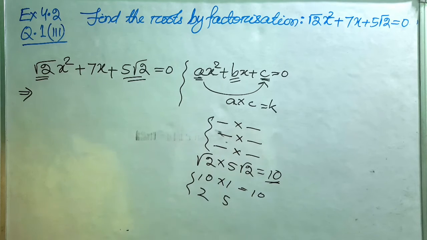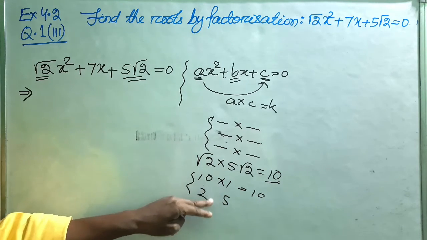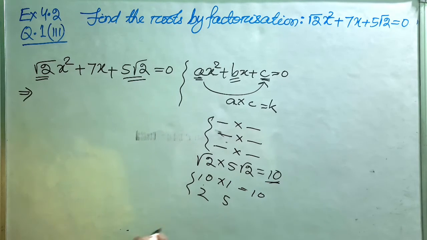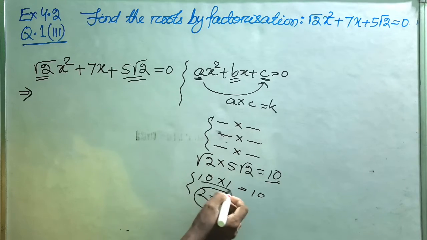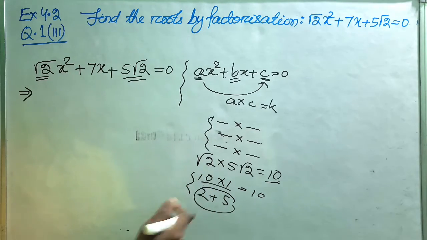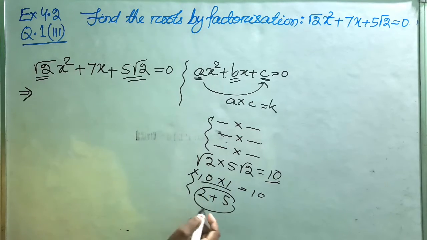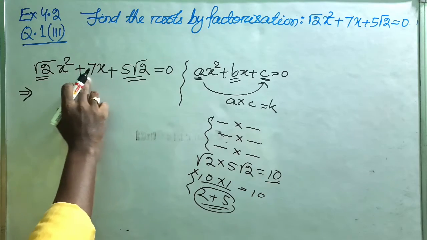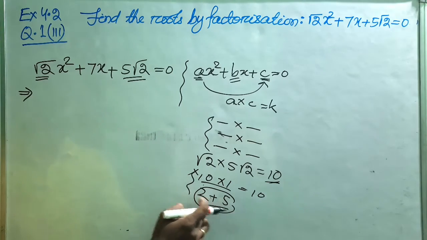Now out of these two pairs, which pair on addition will give 7? Now if you look here, 2 plus 5 will give 7, while this one gives 11. On subtraction also it gives 9. So it does not give 7. So that means this is the suitable one. So that means we have to break this middle term in this form.